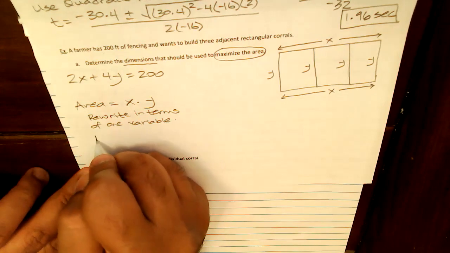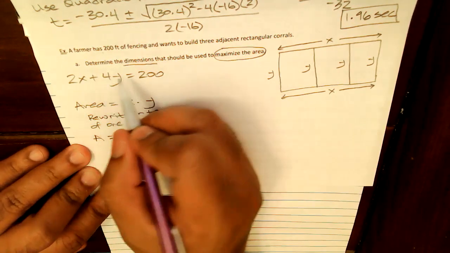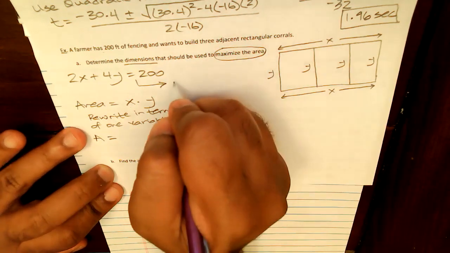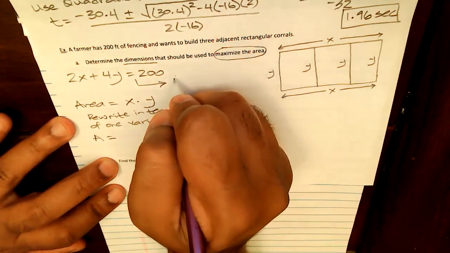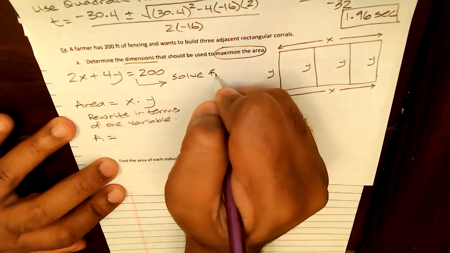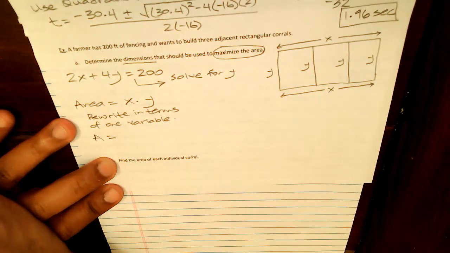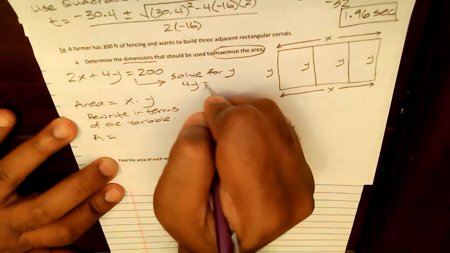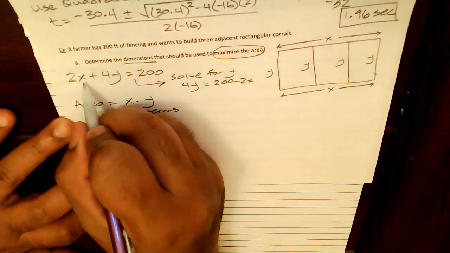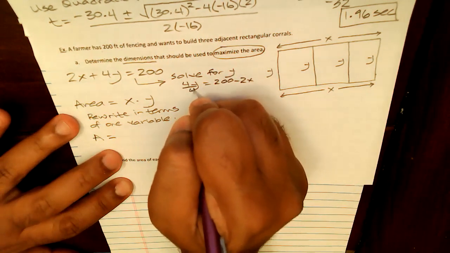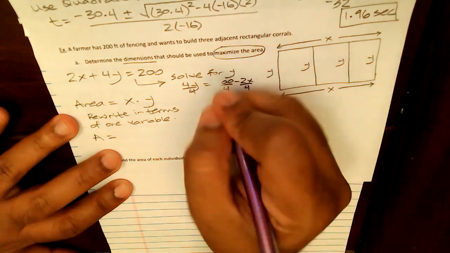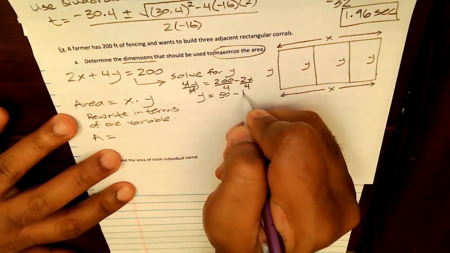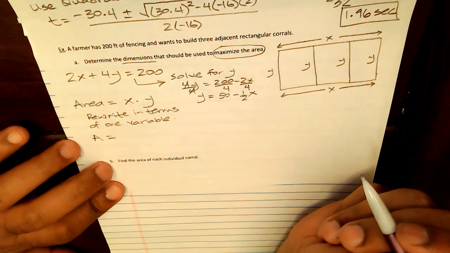Here's how we're going to get this in terms of one variable. We're going to use the first equation that we had, and we're going to solve for y. It doesn't matter which variable you pick, I'm going to go with y. Solving for y means I want to get y by itself. So first I'm going to subtract the 2x on both sides, and then divide by 4 to get y by itself. That gives me y equals 200 divided by 4, which is 50, minus 2/4, which is the same thing as 1/2 x.